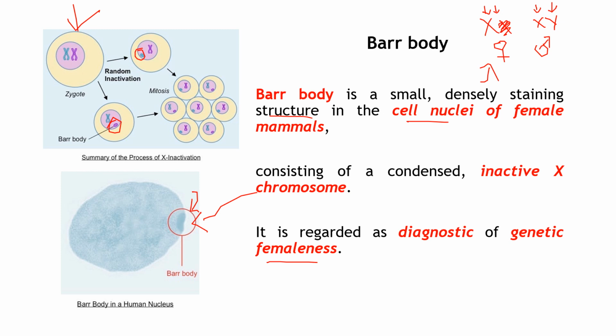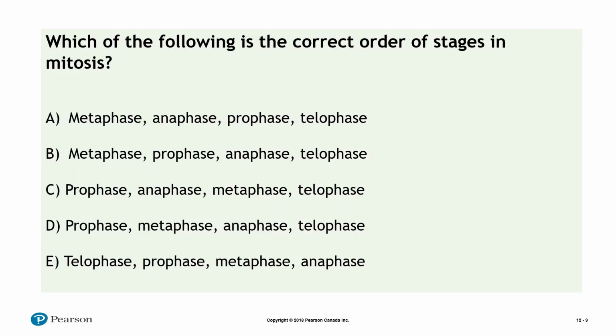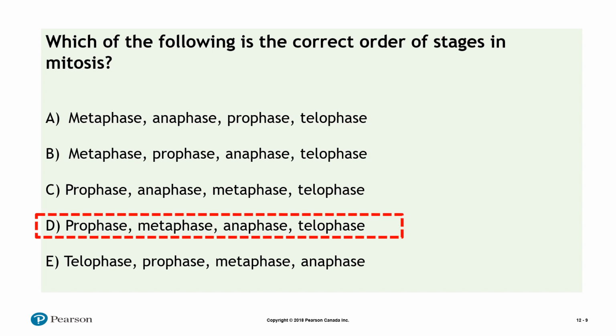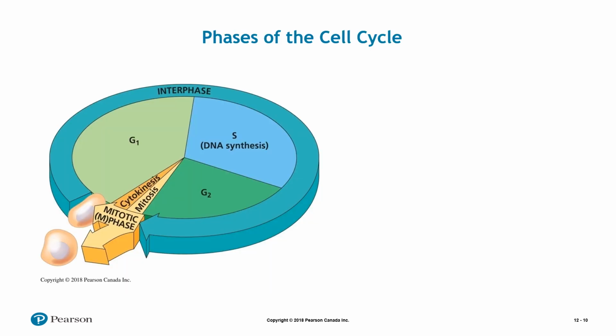Now let's go to the second question. So now we're going to talk about the correct order of the different stages of mitosis. This is pretty easy. I'm sure that you remember this from high school. So it's this one: first prophase, then metaphase, anaphase, and telophase. I'm sure that you have heard this, and you already watched a video about that, so I'm going to go very quickly.